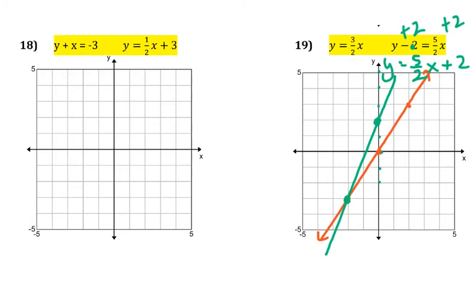And so as far as where they intersect, it's going to be right there. So name the ordered pair. So starting with x, I'm going to go negative 1, negative 2, and then negative 1, negative 2, negative 3. And that's the solution.